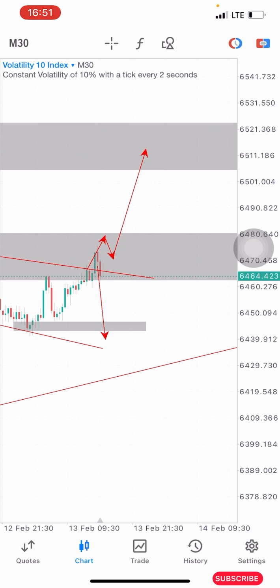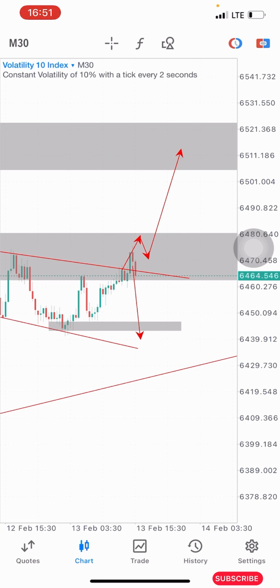All right, so this is how I plan on attacking this market. This is how I plan on taking my entry in the market in the nearest future. All right, so this is what I've decided to share with you guys today.